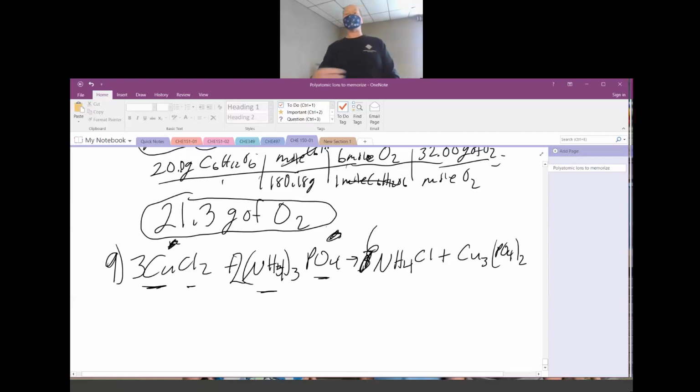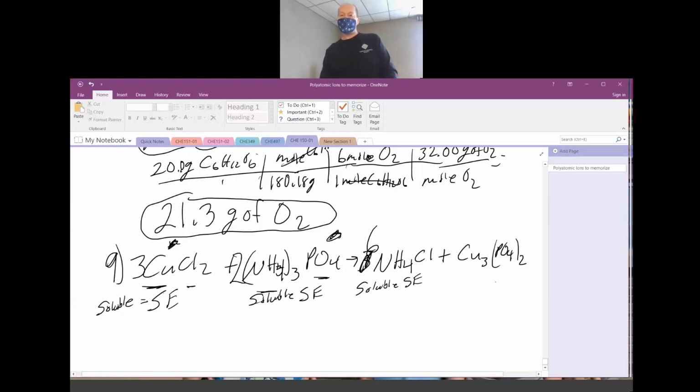Now you have to know all your solubility rules. This one is the solubility rule with the halogens. All halides are soluble except for silver, mercury, and lead. That means this is a strong electrolyte. It is soluble. When it is soluble, that equals a strong electrolyte. All ammoniums are soluble. That means this one is soluble. This is a strong electrolyte. Ammonium chloride, all ammoniums are soluble. So that is soluble. That means strong electrolyte.